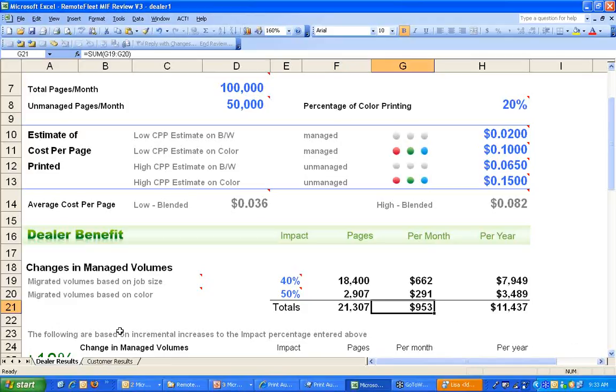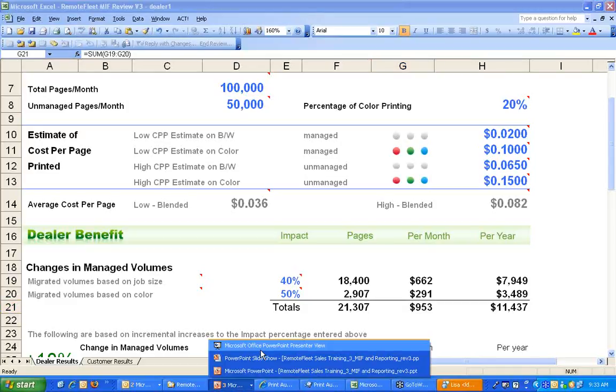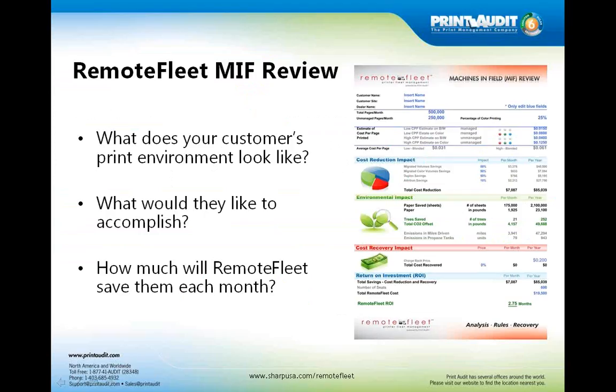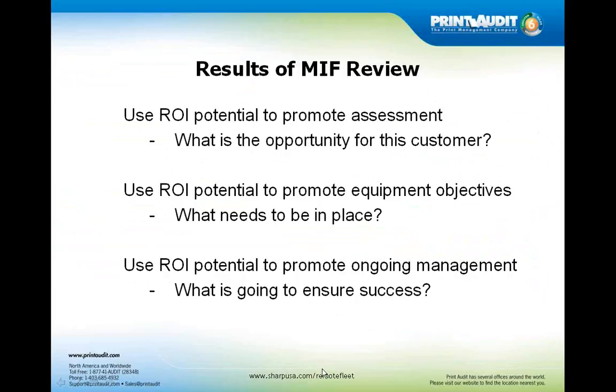Okay, going back to the presentation for a moment, let's look at the results of the MIF review. What happens after you show your customer that spreadsheet? Well, first of all, you use that ROI potential to promote an assessment. Why? Because we just used generalities there. We looked at the potential opportunity for migration. What we'd like to do is really identify the opportunity for migration. And how would we do that?